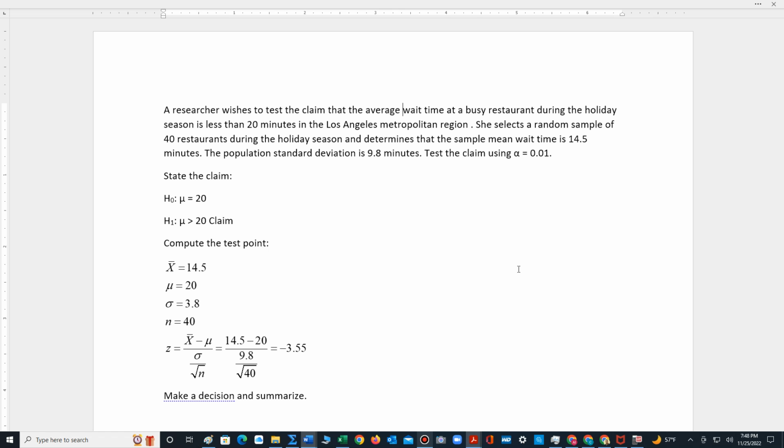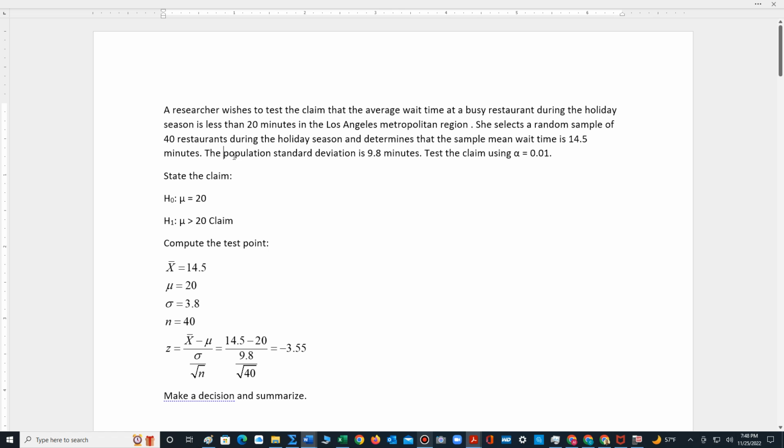A researcher wishes to test a claim that the average wait time at a busy restaurant during the holiday season is less than 20 minutes in the Los Angeles metropolitan region. She selects a random sample of 40 restaurants during the holiday season and determines that the sample mean wait time is 14.5 minutes. The population standard deviation is 9.8 minutes. Test a claim using alpha equal to 0.01.